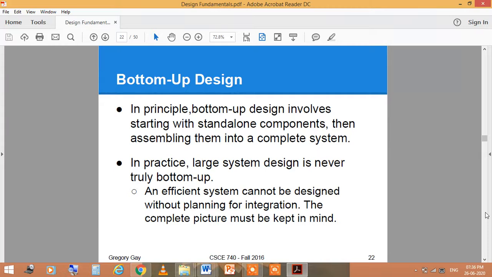Bottom up, in principle, bottom up design involves starting with standalone components, then assembling them into a complete system. In practice, large system design is never truly bottom up. An efficient system cannot be designed without planning for integration. So the complete picture must be kept in mind.